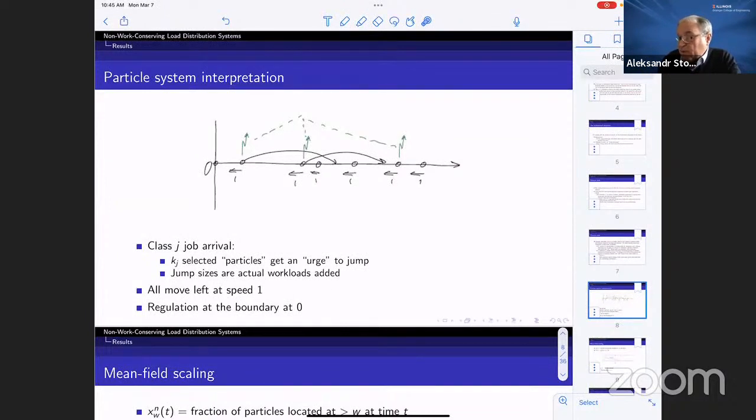And from time to time there is an urge in the system for particles to jump forward. And when this urge happens, it can be of different types, of different classes J, right? Then you select a subset of particles, and then these particles somehow jump forward. Okay. So in this picture, these two particles jump, and this particle doesn't jump. Or it may be that this particle jumps here, and this particle jumps here. So this is cancel on completion happens here, right? And there's a left regulation boundary. So if any particle hits 0, it stays at 0 until it maybe jumps forward.